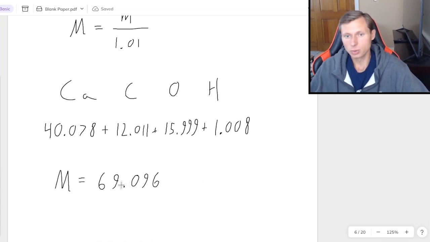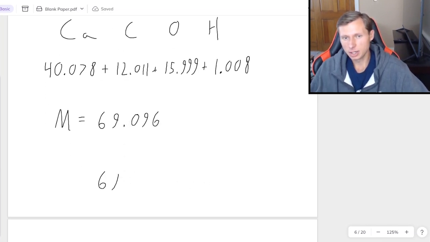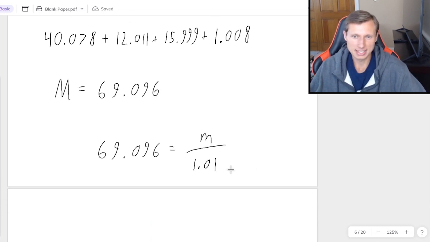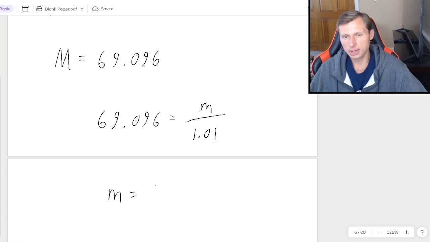69.096. So once I have that, I just plug it into the equation I was making earlier. And this time I want to solve for little m, which is the mass. So I'm just going to multiply both sides by 1.01, and that'll get me 69.79. But remember, if I'm rounding to 3 sig figs, because that's how many 1.01 is, the final answer is 69.8, and that's grams.